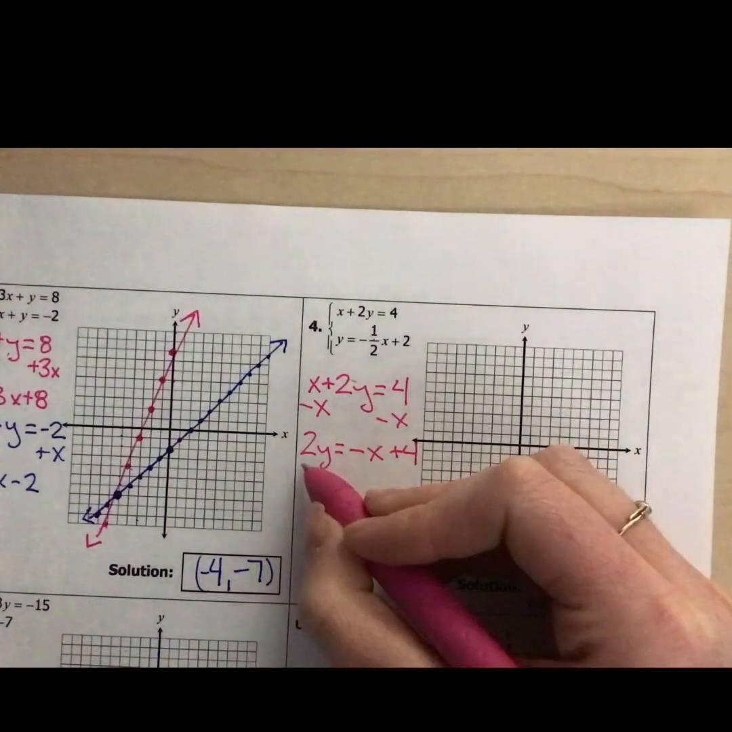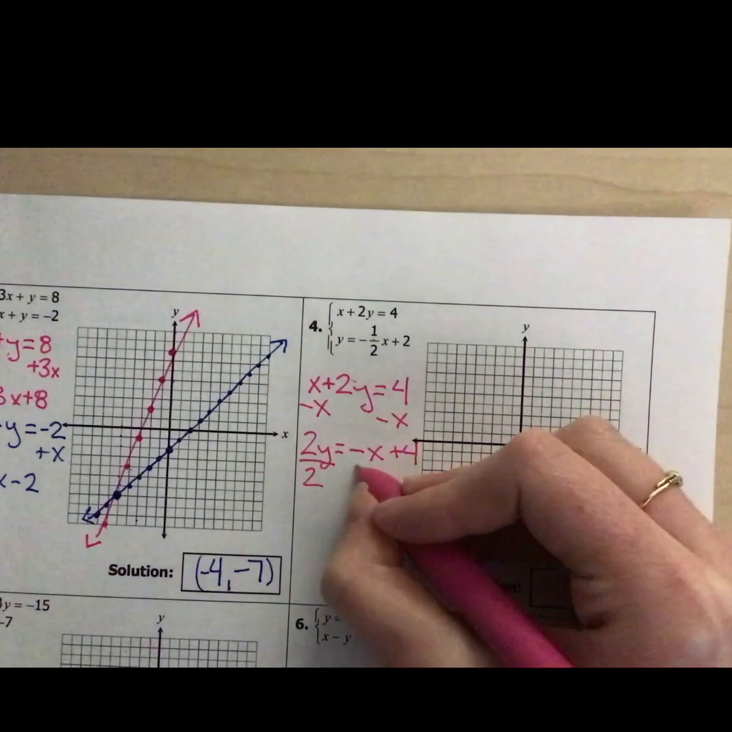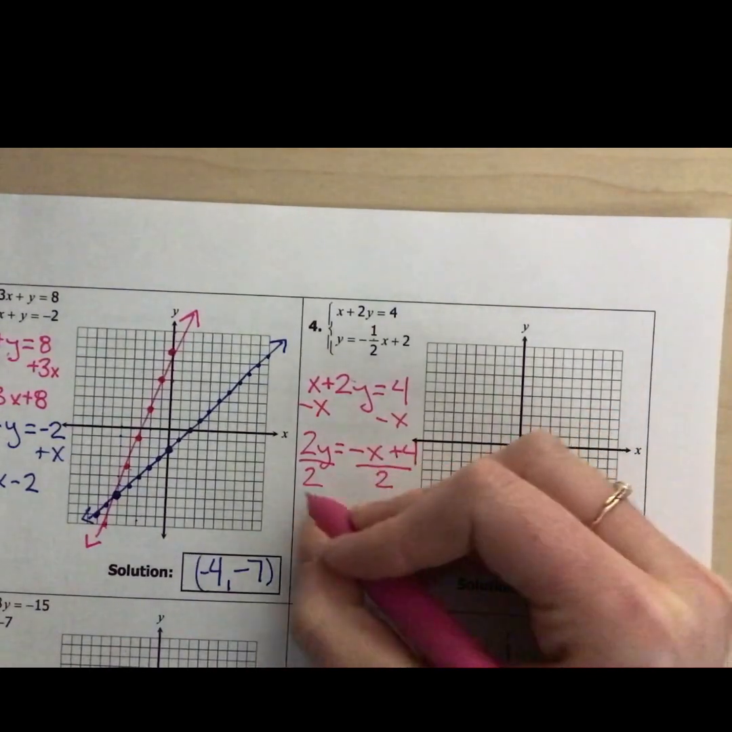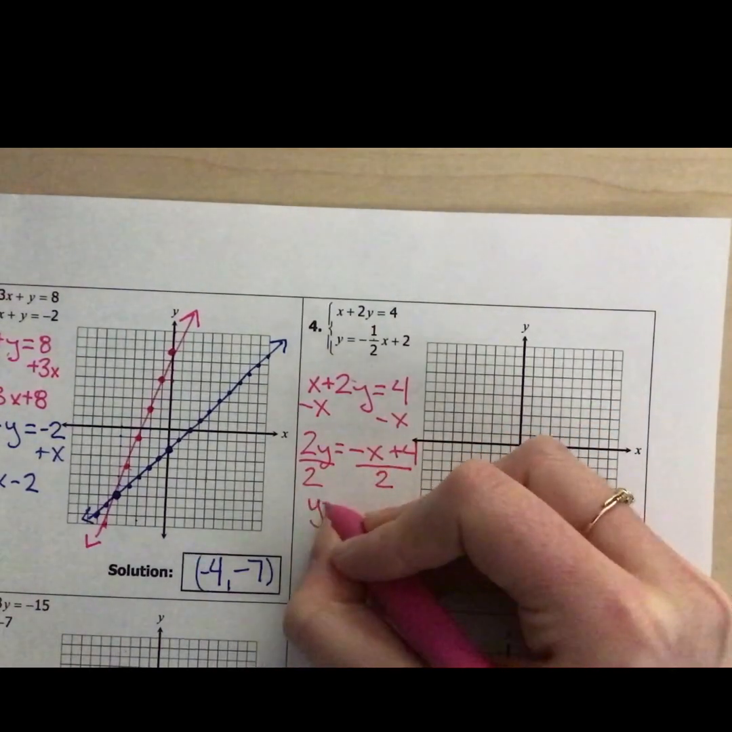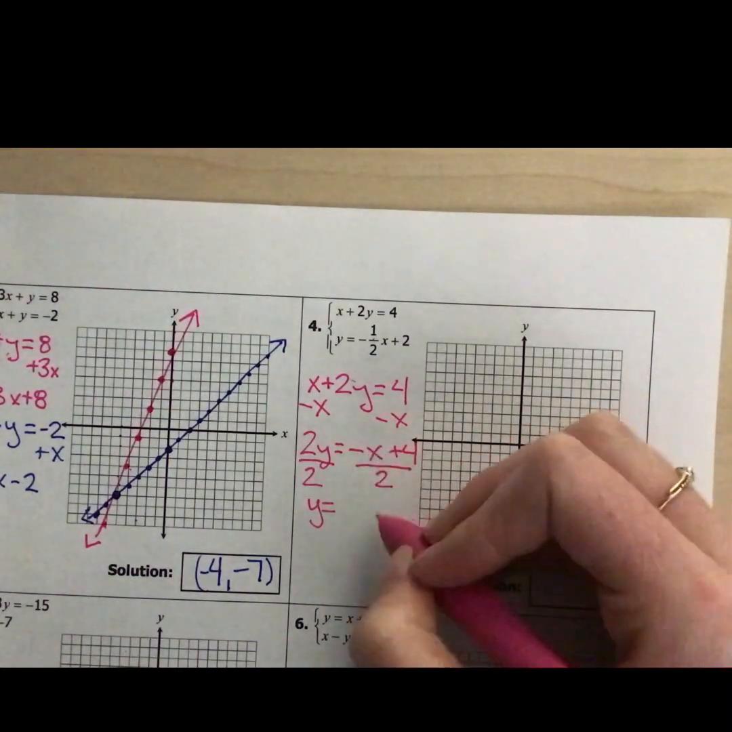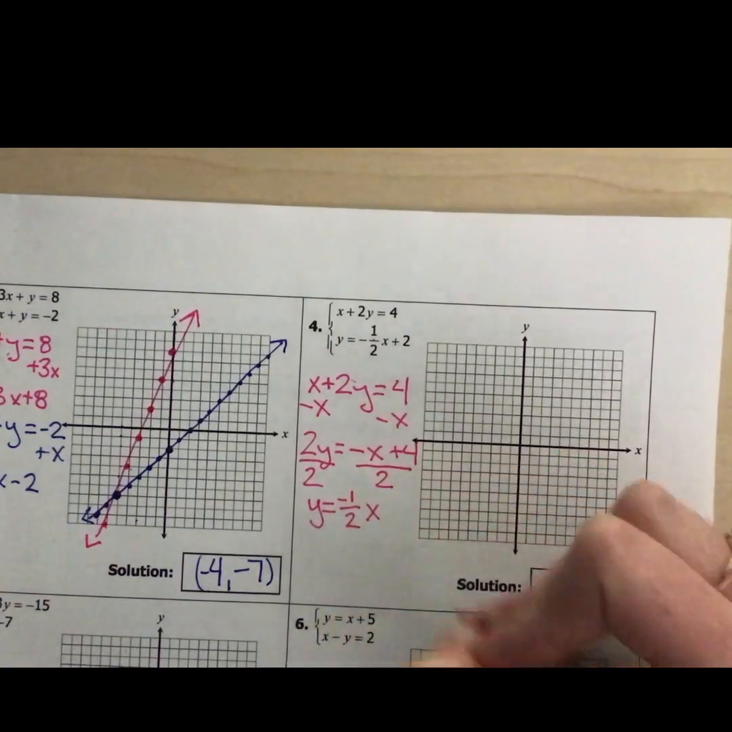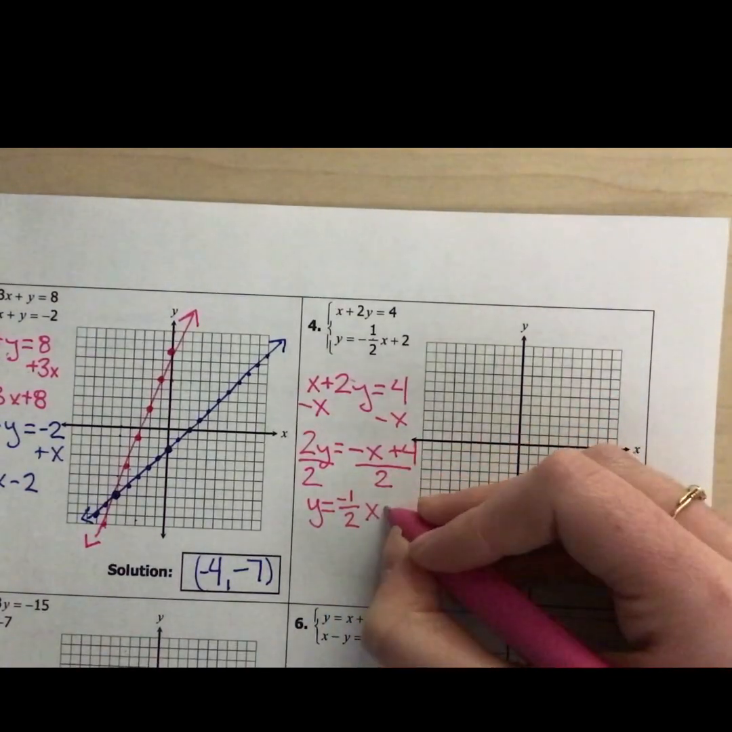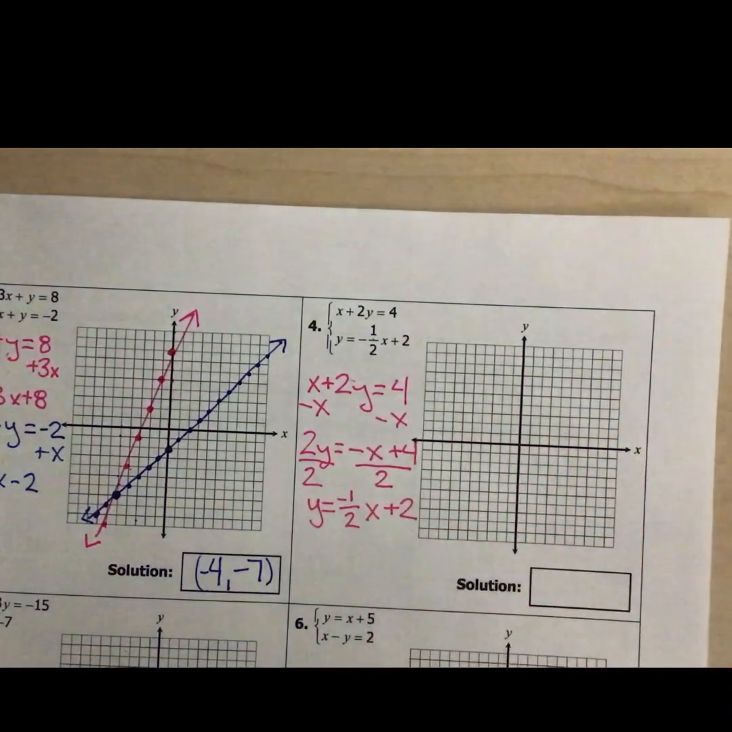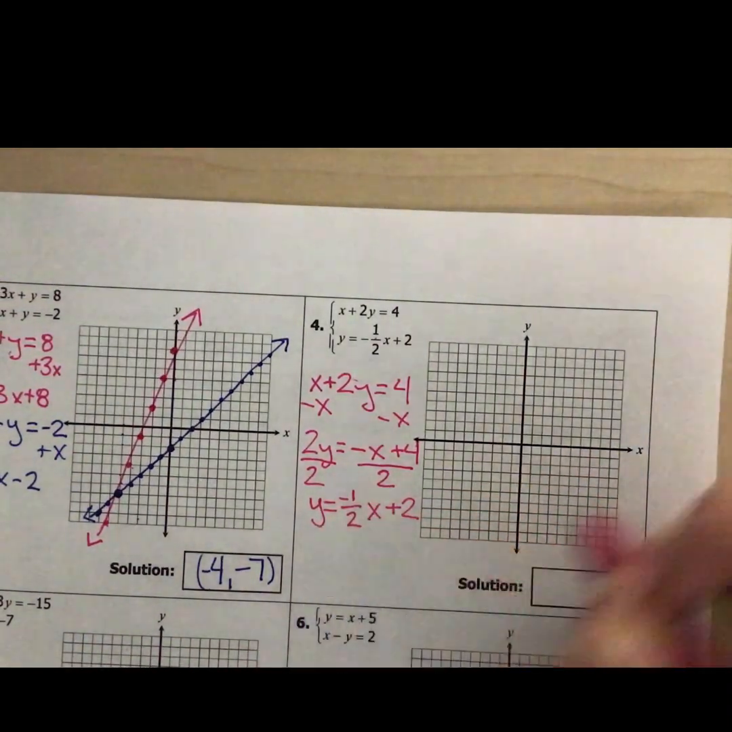Well, I don't want 2y, I want just 1y. So I'm going to divide both sides by 2, and I have to divide everything by 2. So that means if I have a -1x divided by 2, this is now a -1/2 x. And then 4 divided by 2 would give me a positive 2. So let's go ahead and graph this first equation.